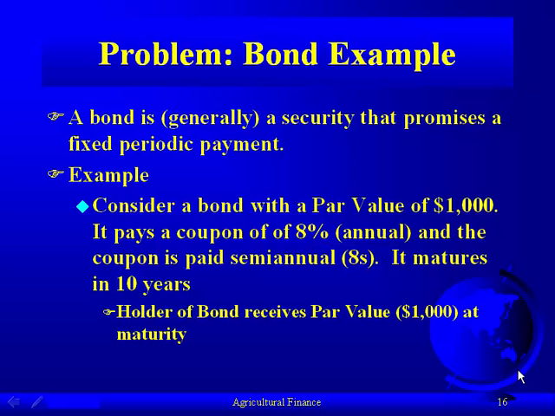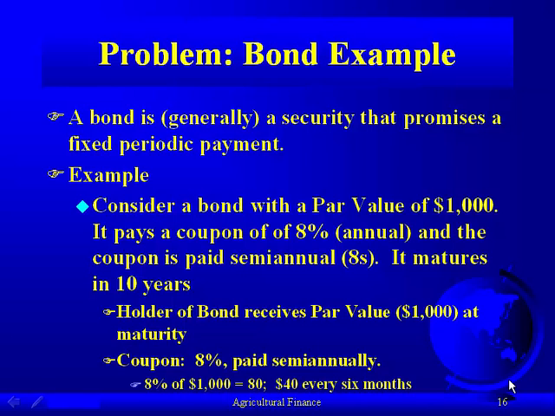Okay, the holder of the bond is going to receive its par value of $1,000 at maturity. In addition to that, there's going to be a coupon paid at 8% paid semi-annually. It's called coupon because way back in the old days the holders of these bonds would actually clip the coupon and send it in to get their money. Not so true anymore, but that language is still carried over, so they still call it coupon rates.